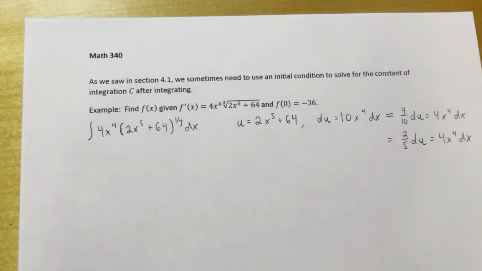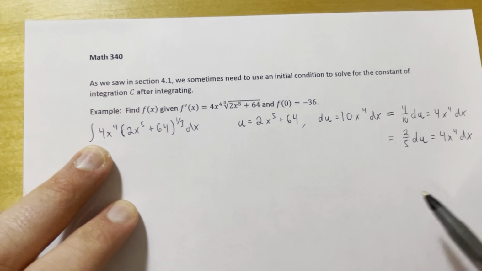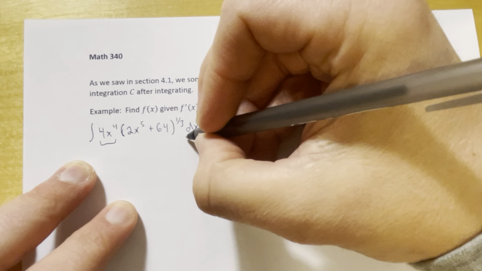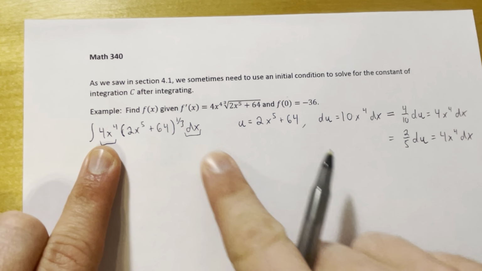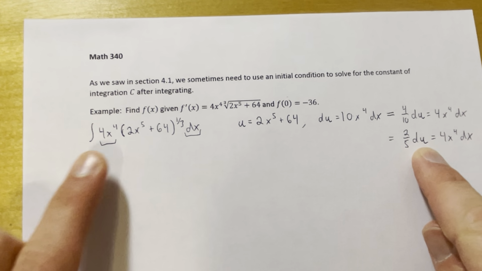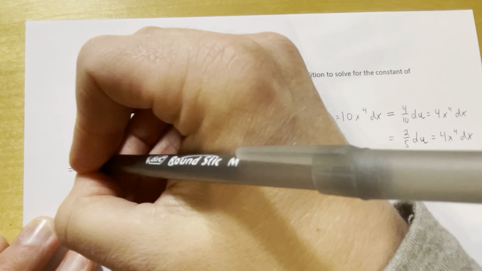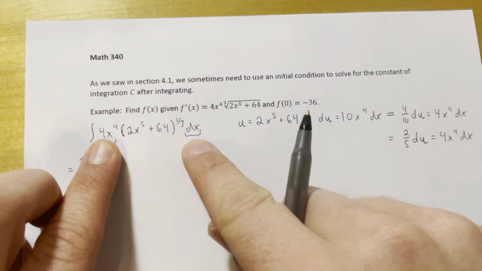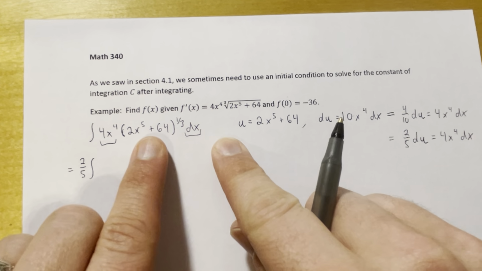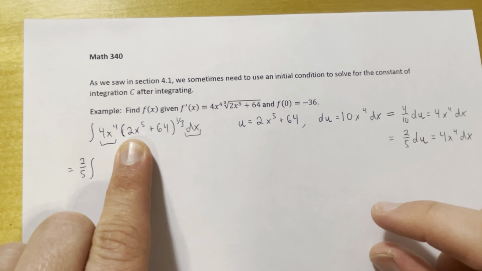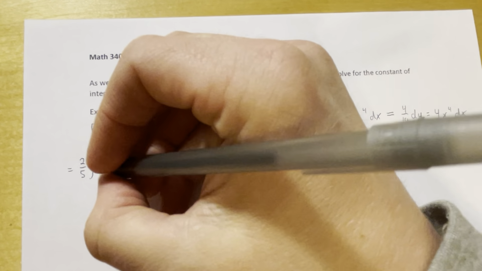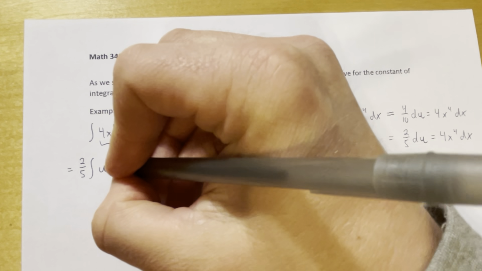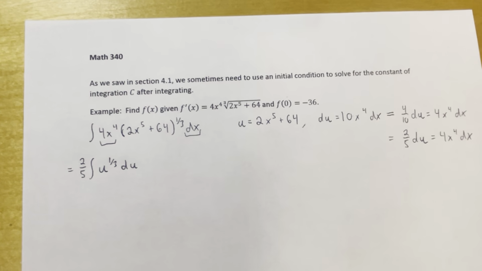Okay. So now I can start making some substitutions. Going up here to my original integrand, the 4x to the fourth and the dx here together, when those are multiplied, that forms 2/5 du. So I can write this 2/5 outside of my integral, and then the du I'm going to save for the end. So looking at what's left, I have this stuff in parentheses, all of which I'm calling u to the 1/3 power. This whole thing reduces down to u to the 1/3 power times du.